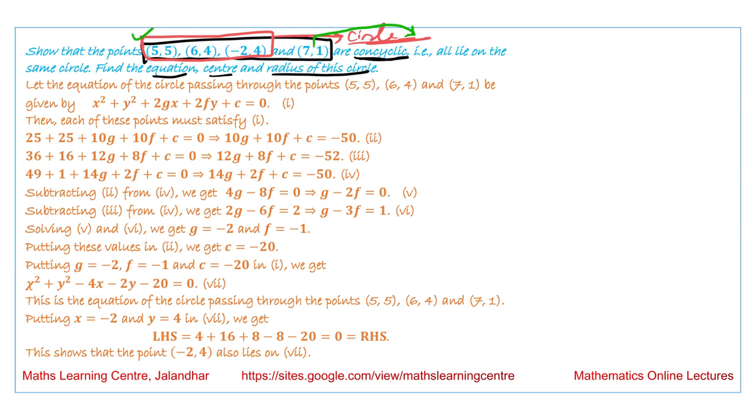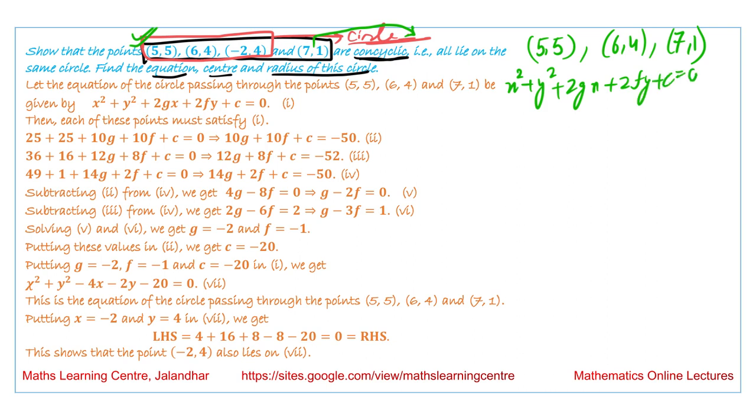First of all, we are going to calculate the equation of the circle using the points (5, 5), (6, 4) and (7, 1). You can use any 3 points, because with 3 points we know that we can always draw a circle. This thing we have already studied in our chapter of triangles. Again, the equation of the circle is x² + y² + 2gx + 2fy + c = 0. If we substitute these 3 points, we will obtain 3 equations. One is 10g + 10f + c = -50.